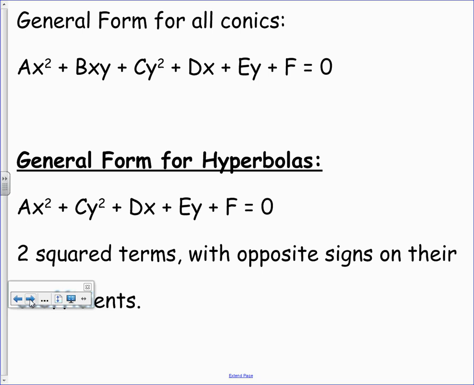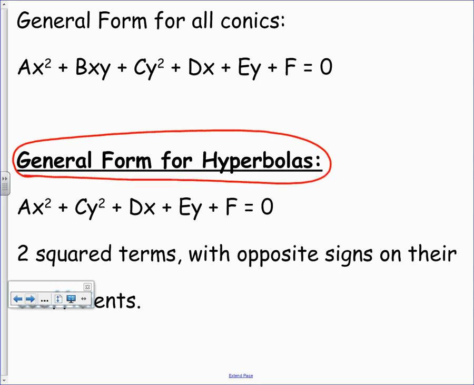Anyway, so that's your general form. For a hyperbola, the deal is this. A and C are there, but one of them is positive and one of them is negative. So you have two squared terms, and either A is positive and C is negative, or A is negative and C is positive. One of them has to be positive, one of them has to be negative. That's how you know that you've got a hyperbola.